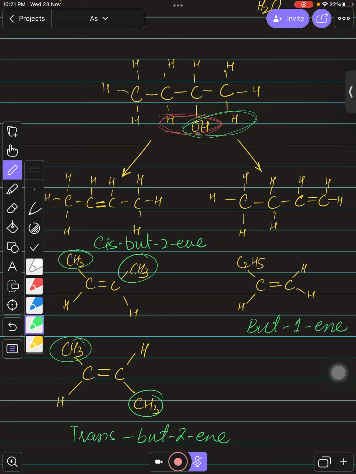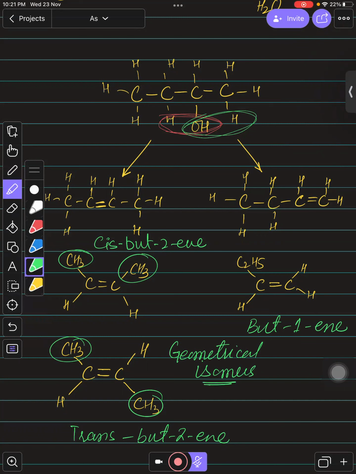This is actually what you can call geometrical isomers. These are geometrical isomers known as cis and trans. These are known as geometrical isomers, right? Geometrical isomers are only possible when you have a carbon-carbon double bond. The first possibility for geometrical isomers is a carbon-carbon double bond. So you can see in all three structures, we have carbon-carbon double bonds. So geometrical isomerism is possible, right?